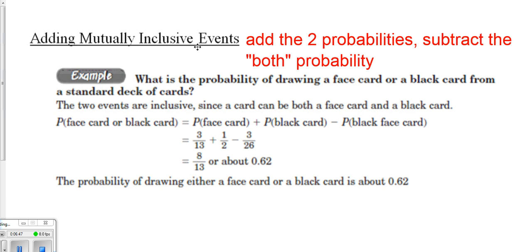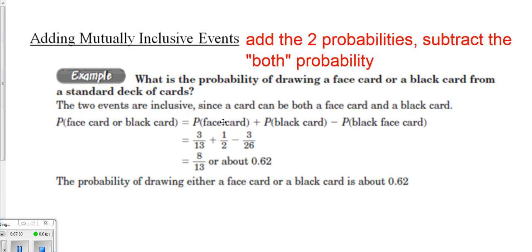Adding mutually inclusive events. So these are events where it's possible that they could both happen at the same time. There is overlap. So again, first we would add the two probabilities, then we would subtract the both probability. So what's the probability of drawing a face card or a black card from a standard deck of cards? These two events are inclusive since a card can be both a face card and a black card. So the probability of getting a face card or a black card is probability of face card plus probability of a black card minus the probability of specifically a black face card.